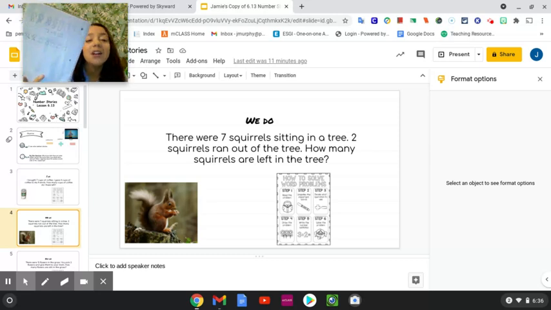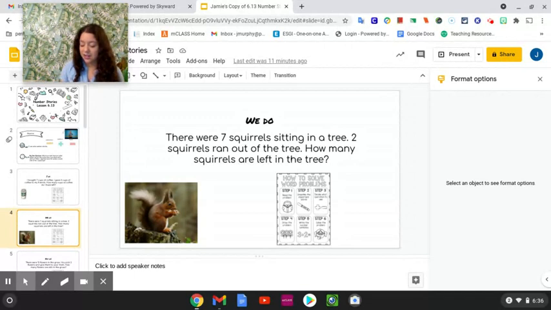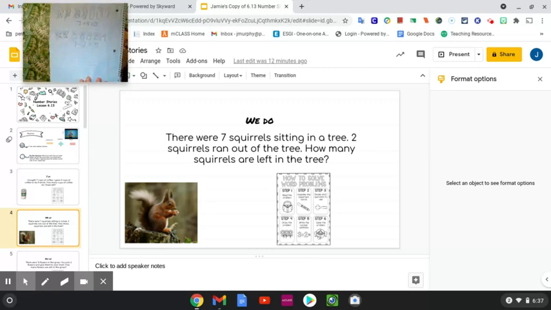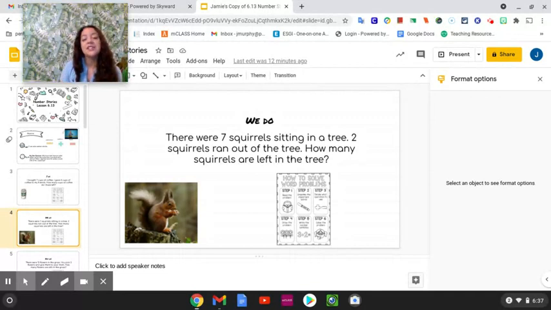Now we can write our number sentence. Okay, how many did we start with? 7. Minus, how many ran away? 2. Equals, how many are left in the tree? 5. Good job. 7 minus 2 equals 5. Great job, friends. Now it's your turn.